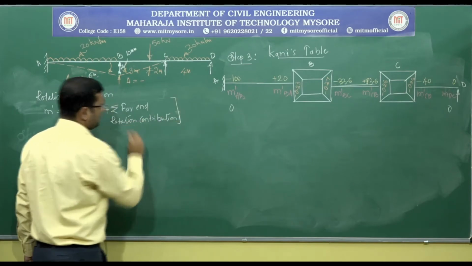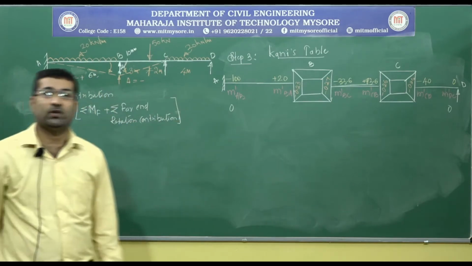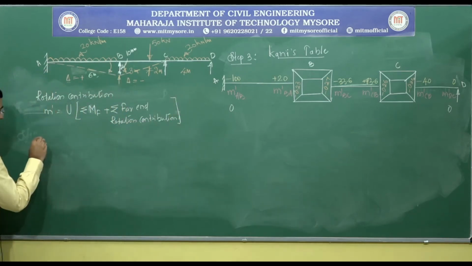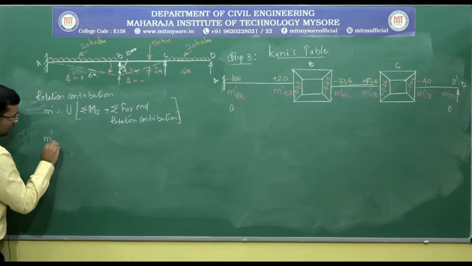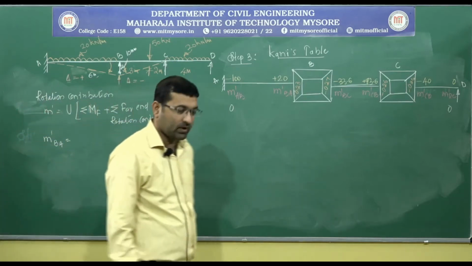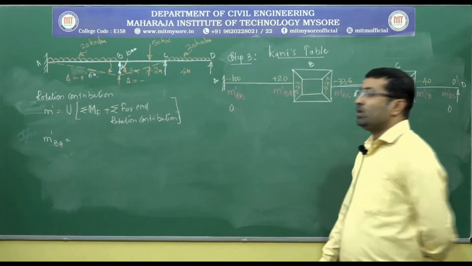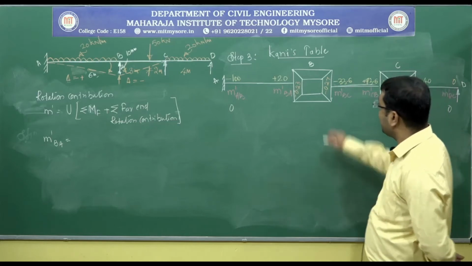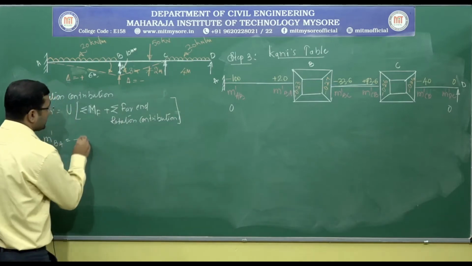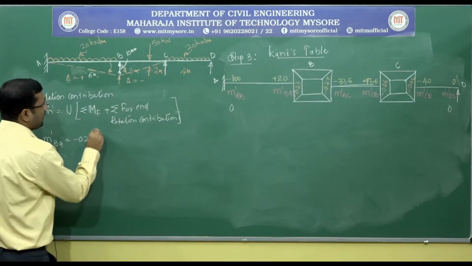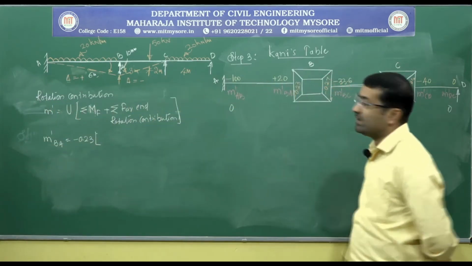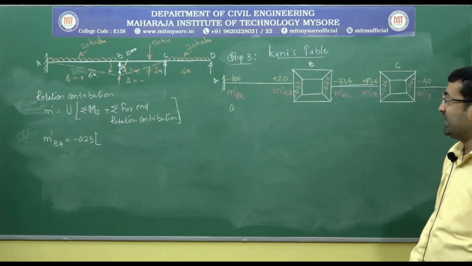So, this is the general formula to calculate the rotation contributions. For the first cycle, if I want to know how much is M dash BA, M dash BA equals rotation factor U, which here is minus 0.23, into the algebraic sum of fixed end moments. Here we have not yet estimated the algebraic sum of fixed end moments.